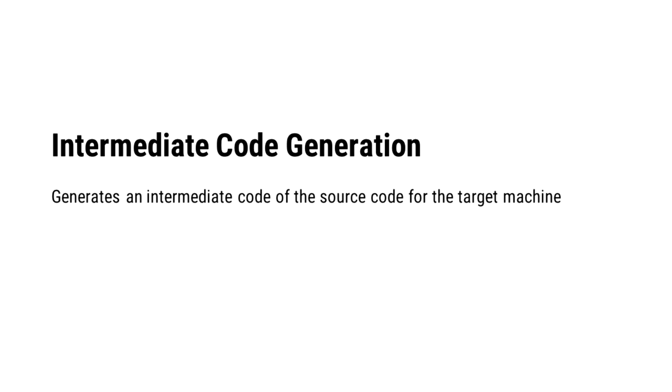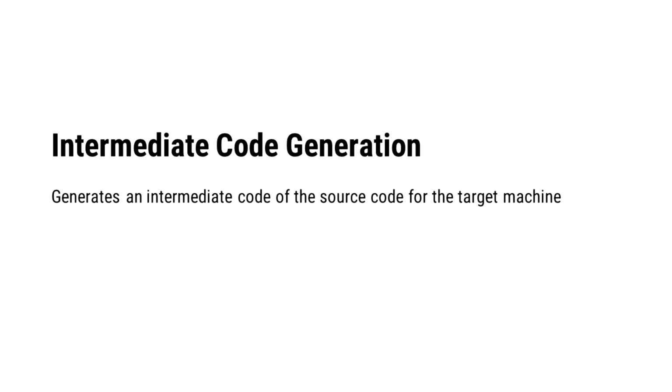And the fourth stage is intermediate code generation. After semantic analysis, the compiler generates an intermediate code of the source code for the target machine. So after the semantic analysis stage, we get an annotated syntax tree. With this annotated syntax tree, we generate some intermediate code, which is not the exact source code, but it is in between. We call it intermediate code.